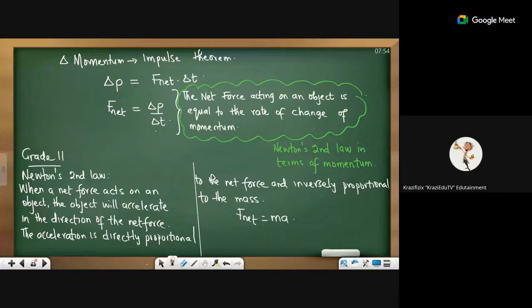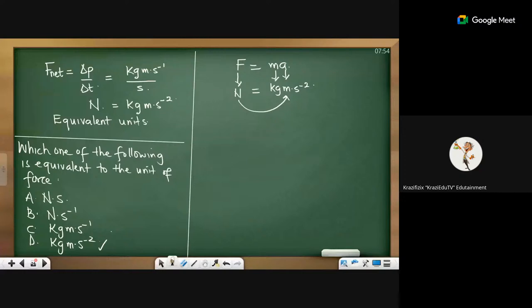So sir, to prove that impulse and momentum have the same unit, would you then say F net times delta T? Yes, you can prove that they have the same unit. So this is your change in momentum, and this is your impulse.